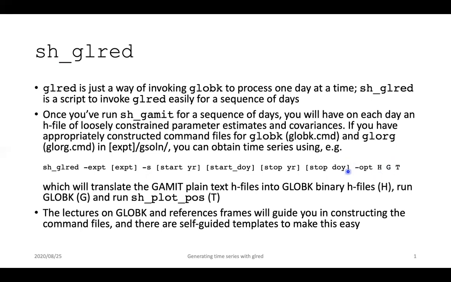Then you can specify options to sh_glred, which tell sh_glred what to do. For example, here, the -opt H option says translate those GAMIT plain text H-files into GLOBK-ready binary H-files, then run GLOBK with the capital G option using the globk command and optionally glorg command files, and then run sh_plotpos by adding the capital T option. That will create visual time series from the GLOBK run.